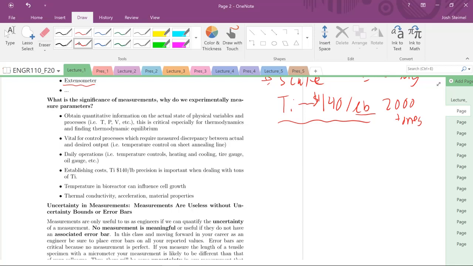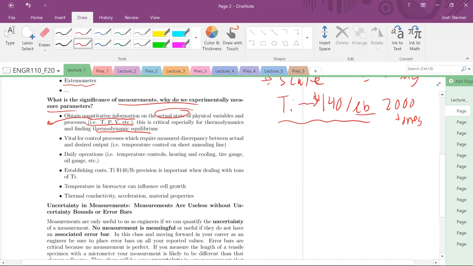We need to measure systems and experimentally measure parameters, because we need this quantitative information on the state of our system. If you've taken a thermodynamics course, you know that in order to find thermodynamic equilibrium, we need to find all of these state variables. We need to understand the quantitative values here, and then we can eventually predict the thermodynamic equilibrium state of our system, and how it evolves will come in kinetics.